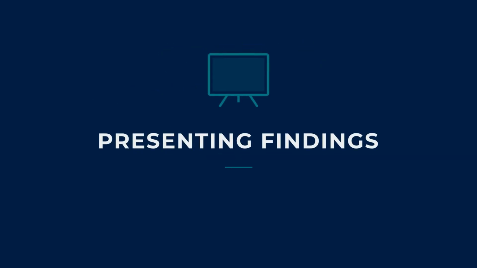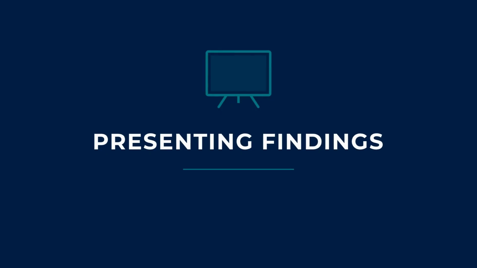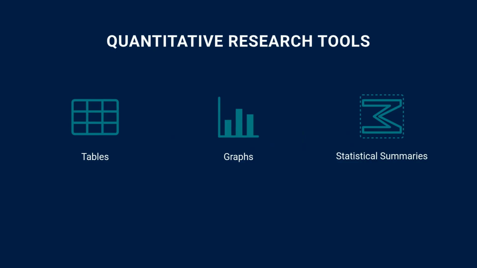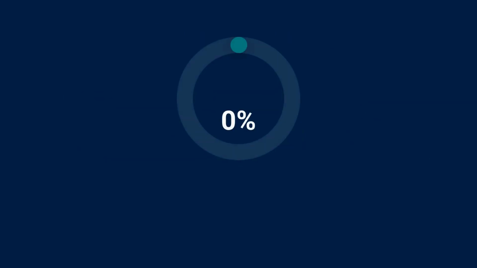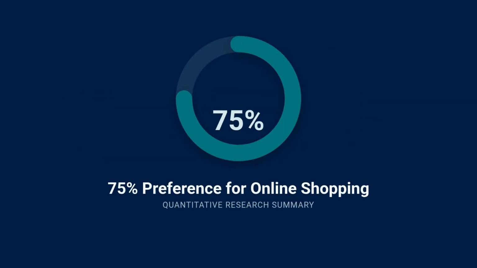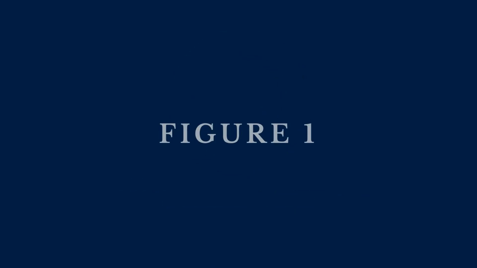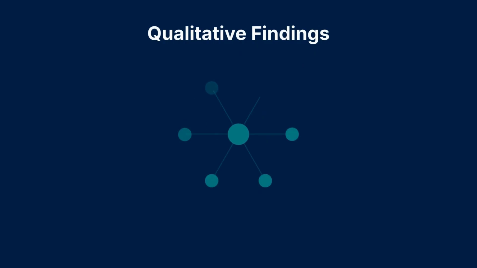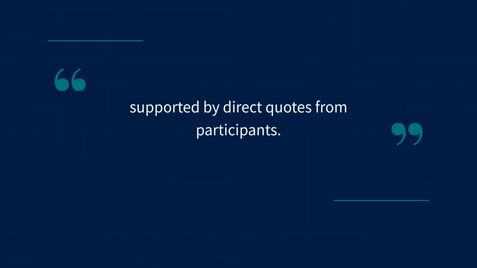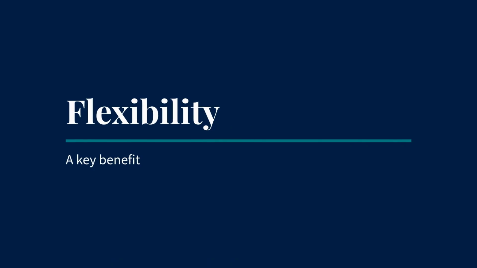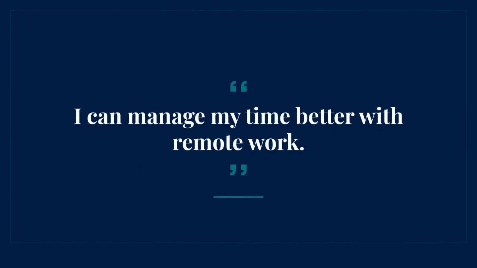Once the analysis is complete, the findings must be presented clearly. For quantitative research, use tables, graphs, and statistical summaries. For example, the results showed that 75% of participants preferred online shopping, as illustrated in Figure 1. For qualitative research, describe the themes or patterns you identified, supported by direct quotes from participants. For instance, participants frequently mentioned flexibility as a key benefit of remote work, with one stating, "I can manage my time better with remote work."